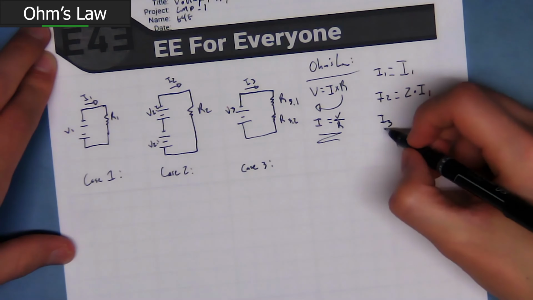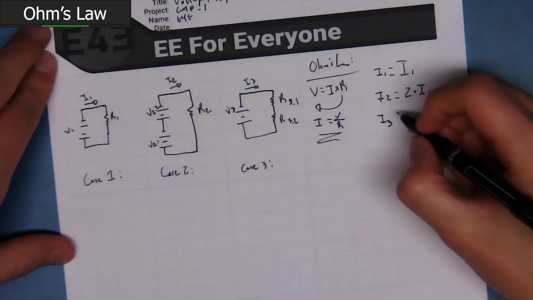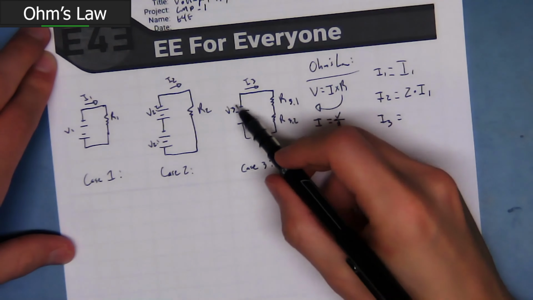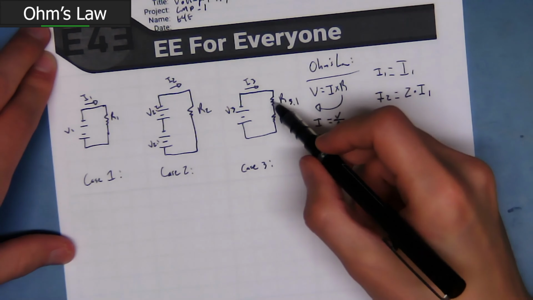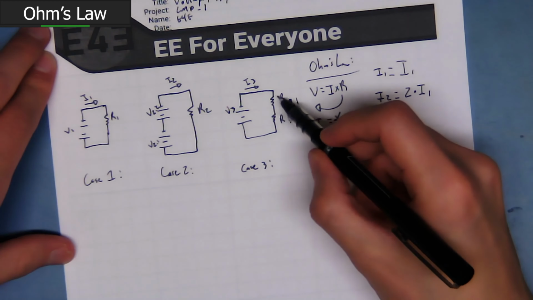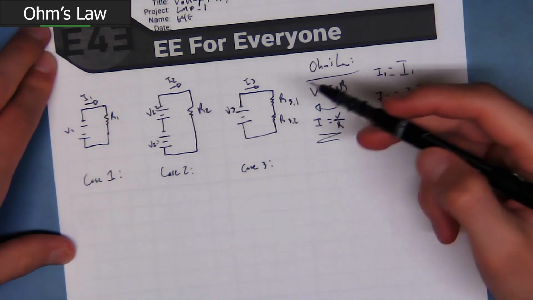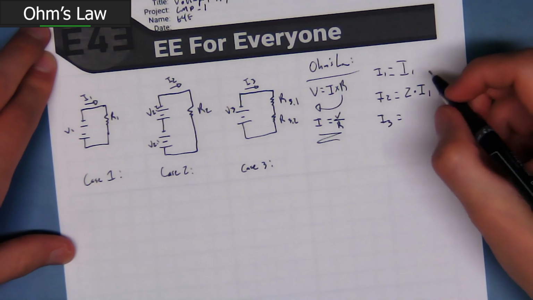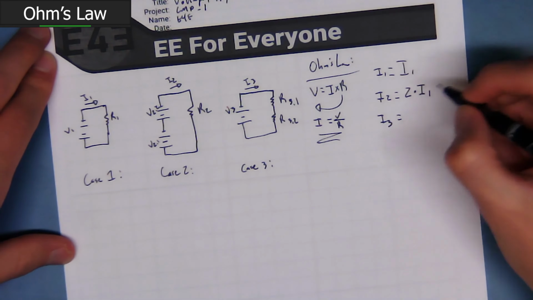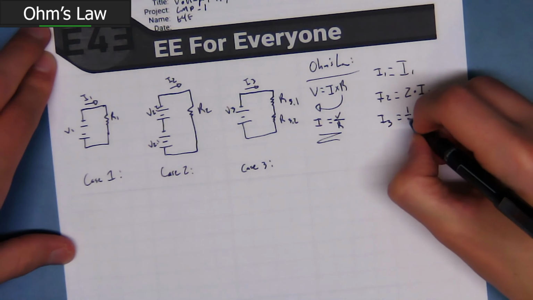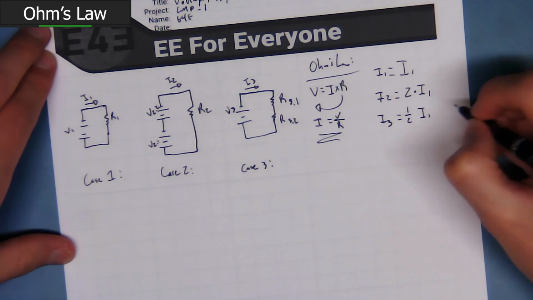And then what does that say about current 3? Well, current 3 has 1 voltage and 2 resistors in series, so there's twice as much resistance in the circuit. Since series resistors add, there's twice as much resistance, the same amount of voltage, so that means that this must be equal to 1/2 I1.